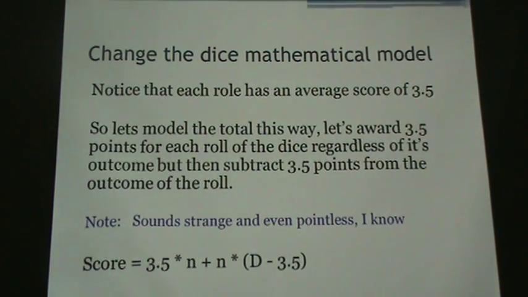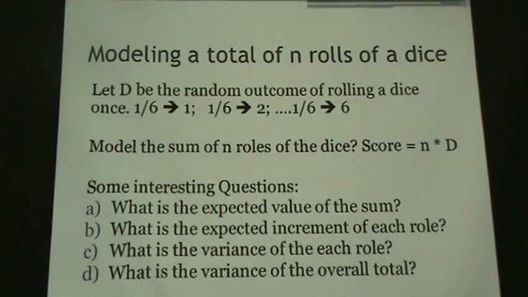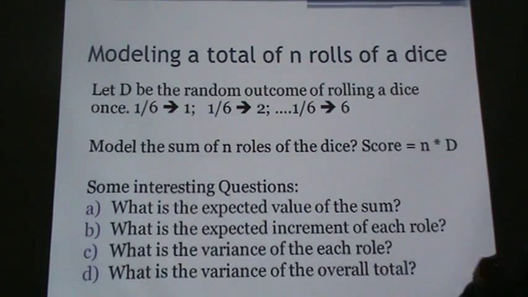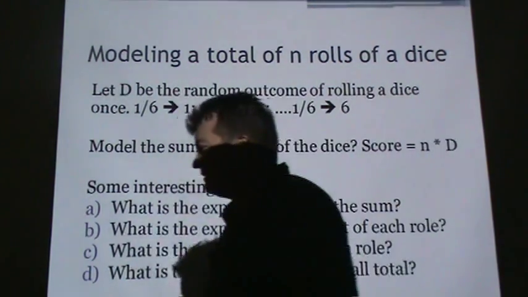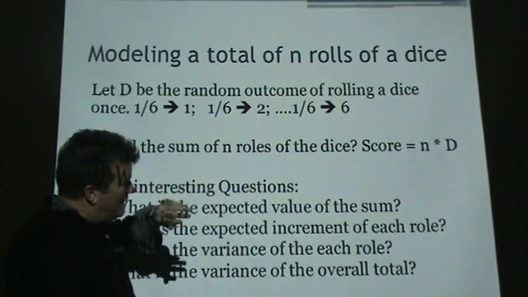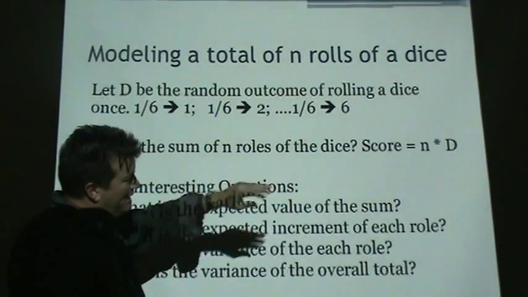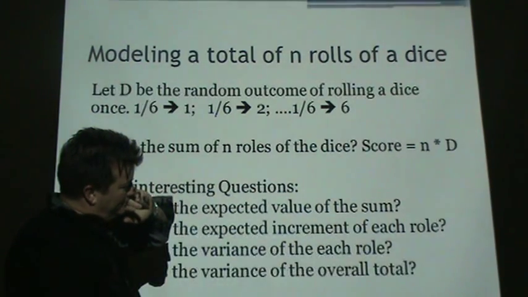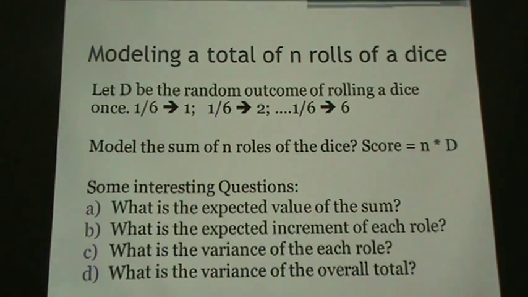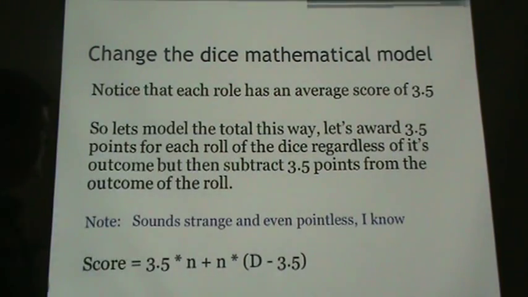Okay, so let me go back to this model. This model, n times d, is the intuitive model we would use for rolling a dice n times. Now what we're going to do is walk through a set of changes to this model that you might think are just making it more complicated, but hopefully in the end there'll be a reason for doing this.